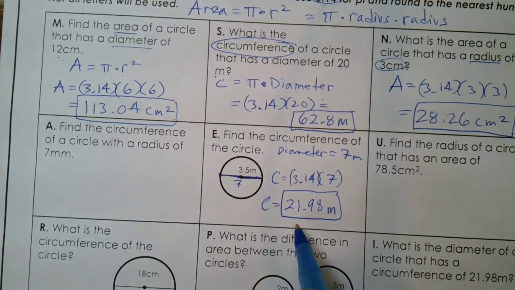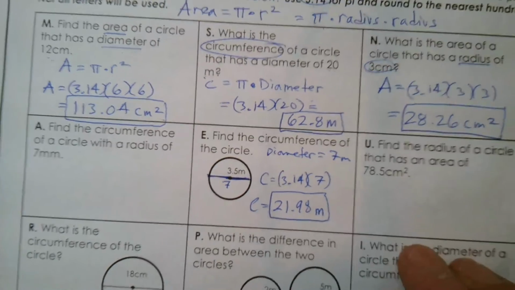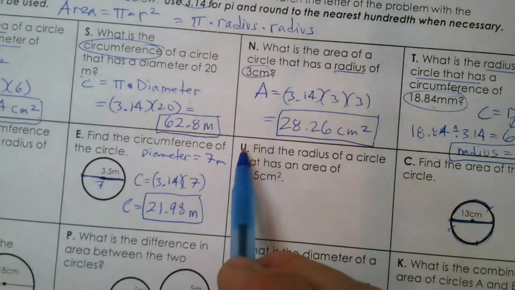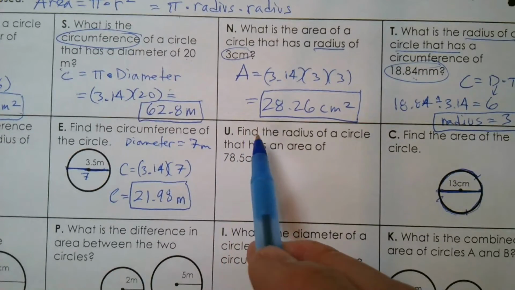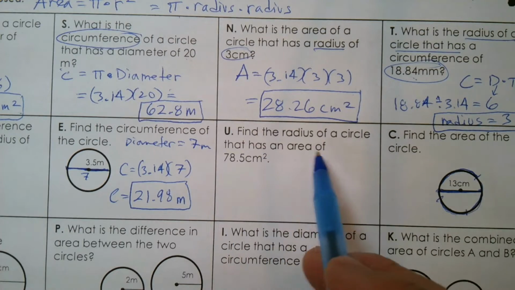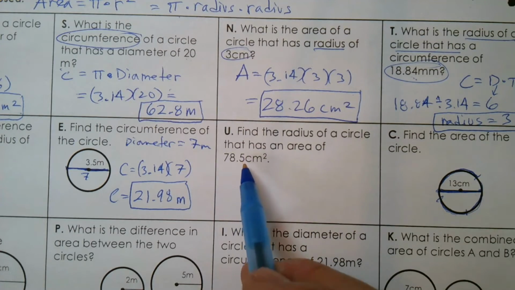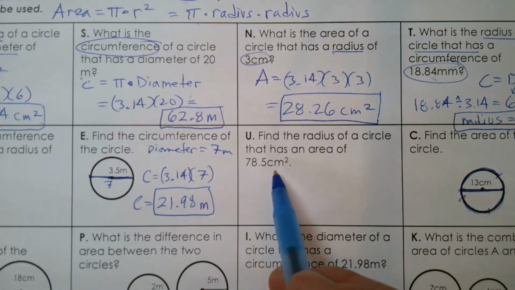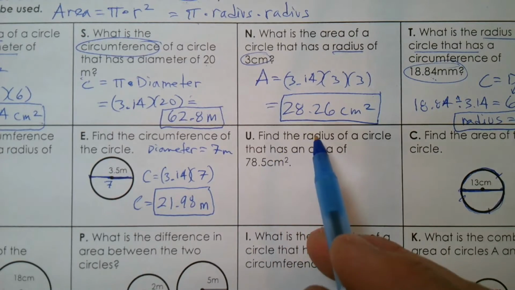Okay, so there's E. So then let's try U. Let's move over to U. U says find the radius of a circle that has an area of 78.5. So now I'm given the area and I need to find the radius.